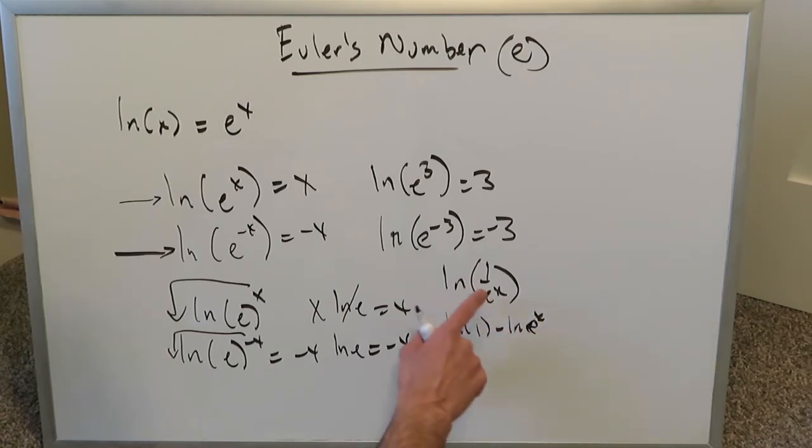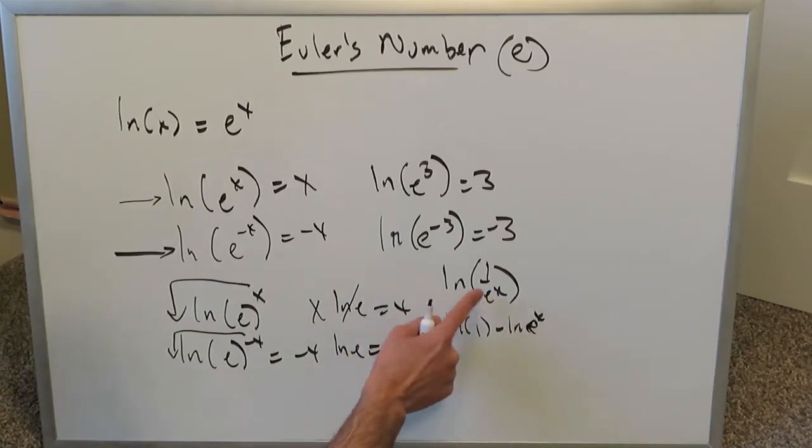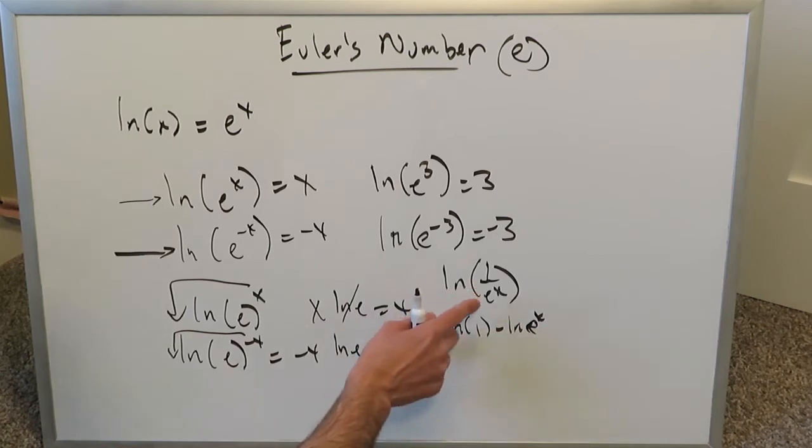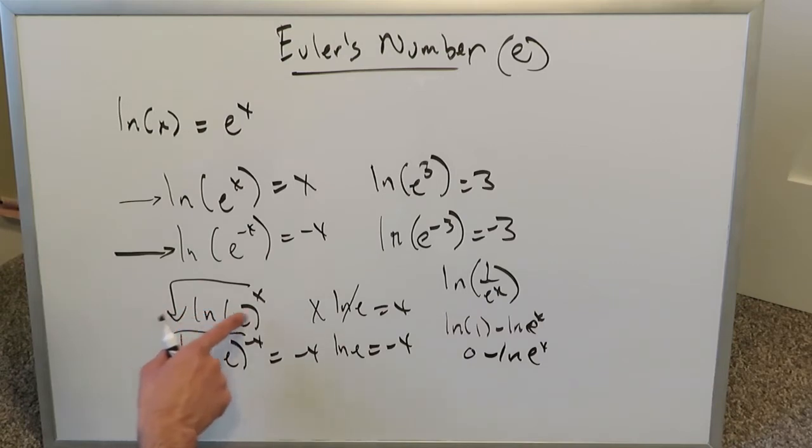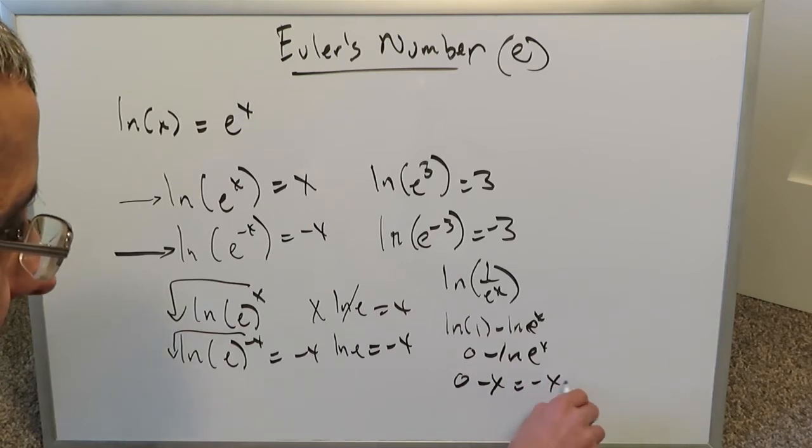You remember this: anytime you have logs and you have a divide, the divide is a difference of the two expressions, whereas a plus sign is a product of two expressions. Natural log 1 is equal to 0, hence you're just looking at 0 minus natural log e to the x, which is exactly the first relationship, which you know is equal to x. So 0 minus x, and you get minus x.